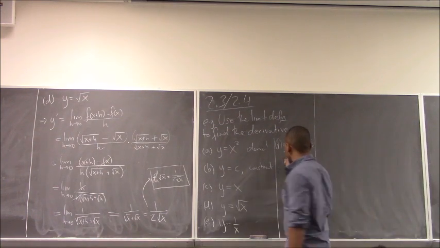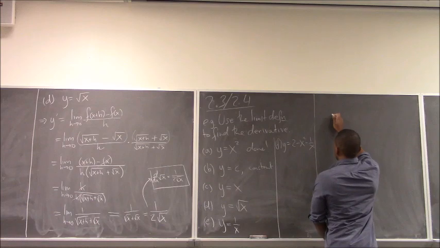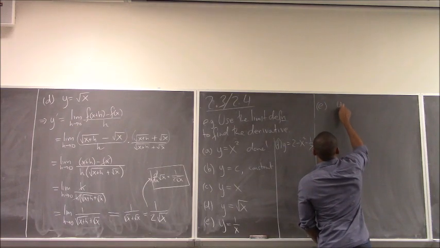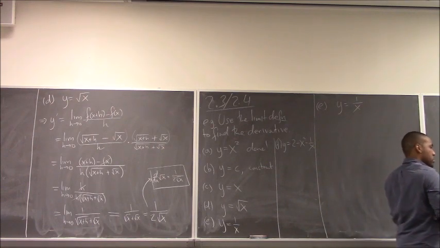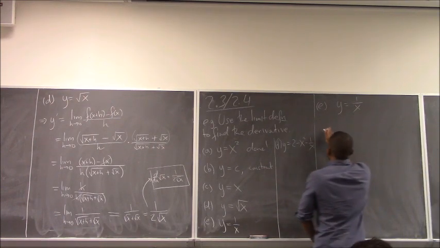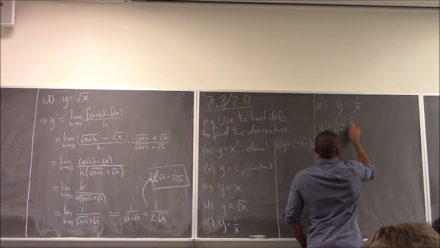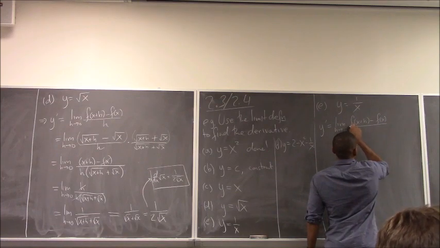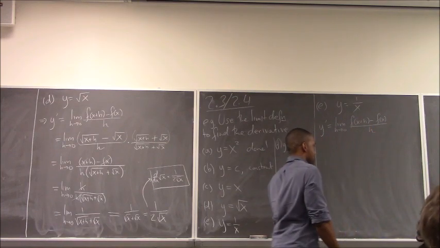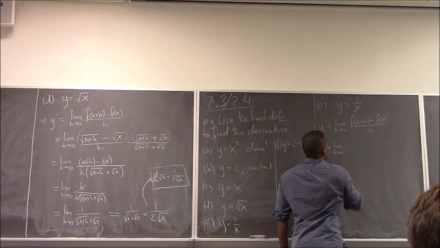F is going to illustrate a nice property that we'll use later, so I'm going to do that as well. What if my function is 1 over x? What do I expect the derivative to be? It's the limit as h approaches 0 of f of x plus h minus f of x, over h.